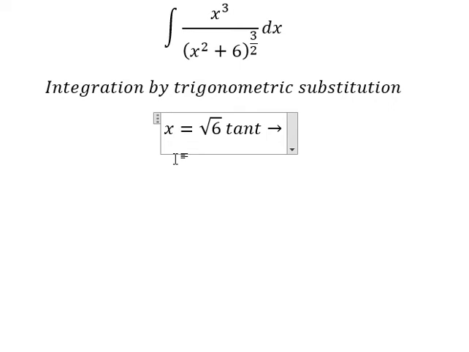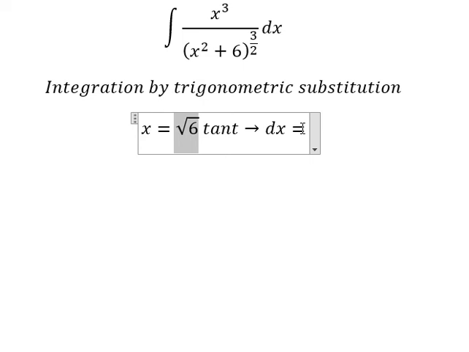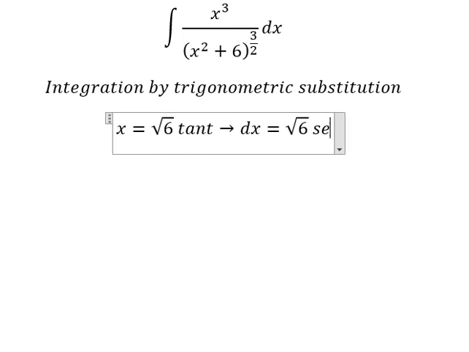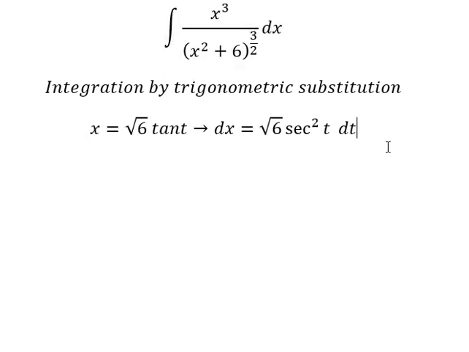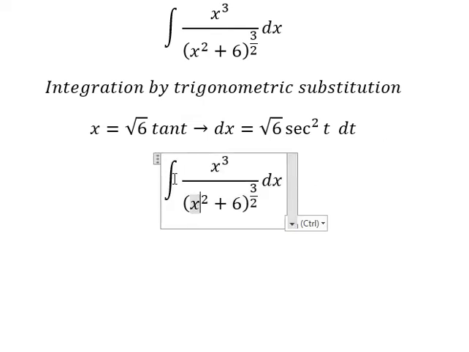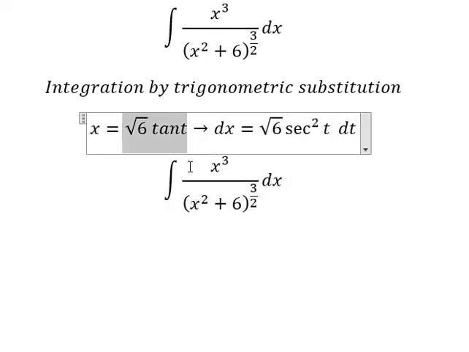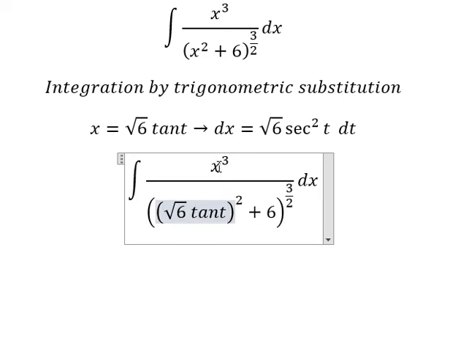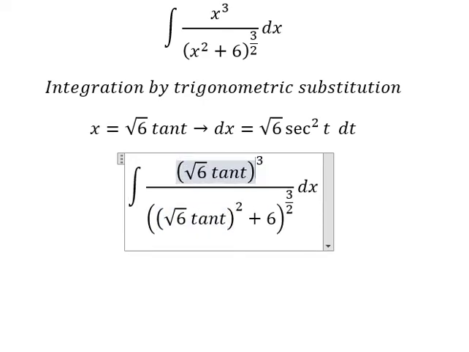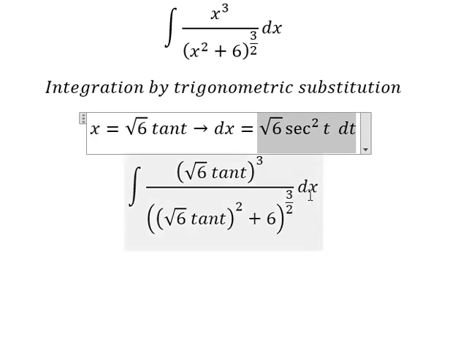Next, we need to first take the derivative of both sides, and we have the square root of 6 secant t squared dt. So I will put this one here and here. ds we change to this one.